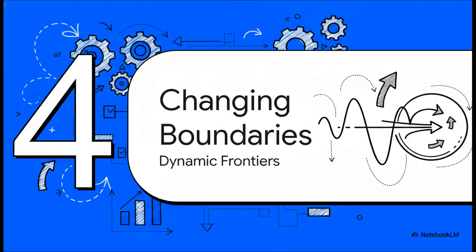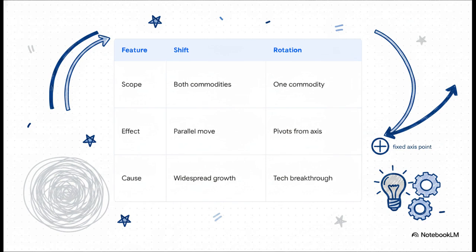Next up, Section 4, Changing the Boundaries, Dynamic Frontiers. The good news is, these economic boundaries aren't permanently locked in forever. Changes in capacity cause the boundary to move, and we need a mental diagnostic tool to understand exactly how. There are two distinct types of movement we look at: shifts and rotations.